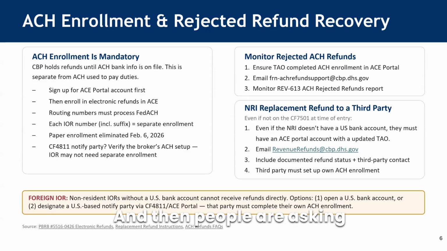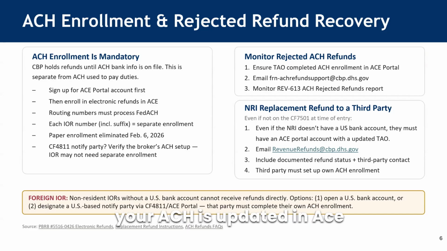Each IOR, and then people are asking me, what about suffixes? Is it IOR at the base 9-digit, or is it including suffixes? It's including suffixes, and requires separate enrollment and separate bank account uploads. You've got to get them all correct and all updated. If you previously had refund enrollment via paper, that all was eliminated February 6th of this year. So you have to do this again.